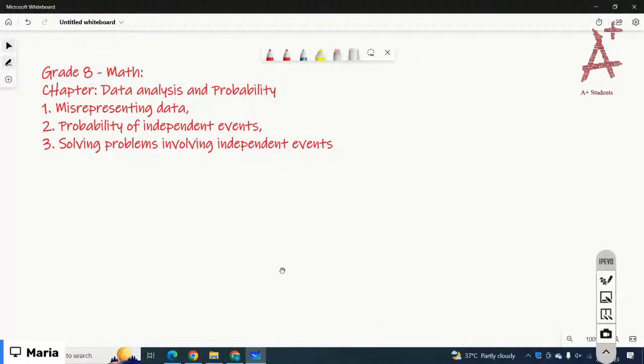We are here for grade 8 math. So we're going to start with the chapter data analysis and probability. The lessons we're going to cover today are misrepresenting data, probability of independent events, and problem solving involving independent events. So let's just start with the lesson.